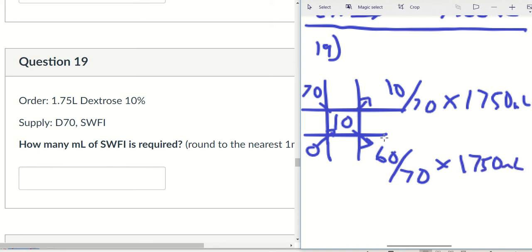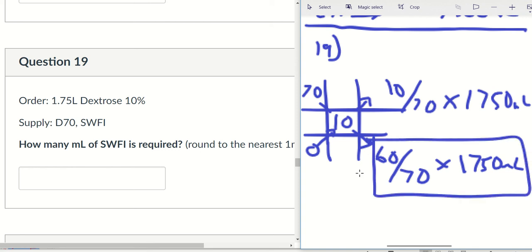The water, so we want the bottom one. Round to the nearest mL. Yeah, should be most of it. So you got about 15 something? 1499.99. Okay, yeah, so about 1500. Yeah, 1500. So 1,500.